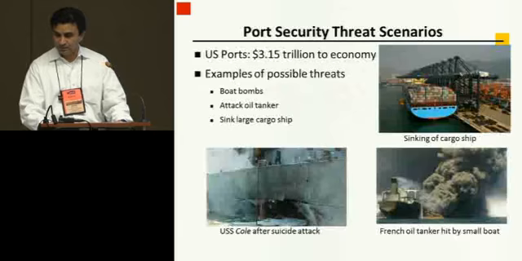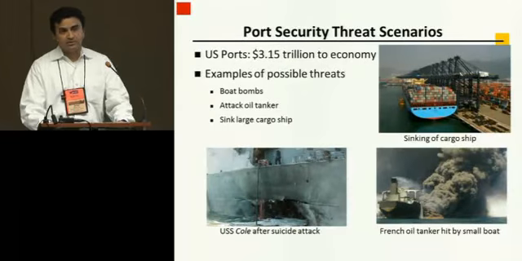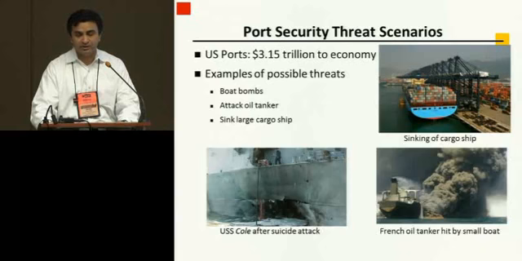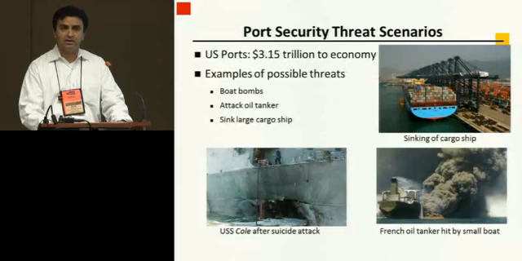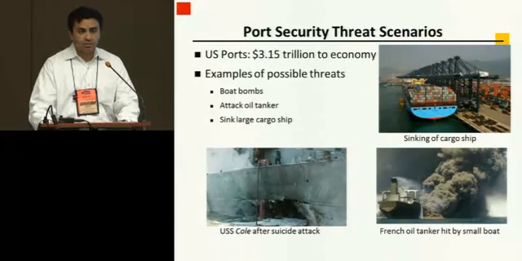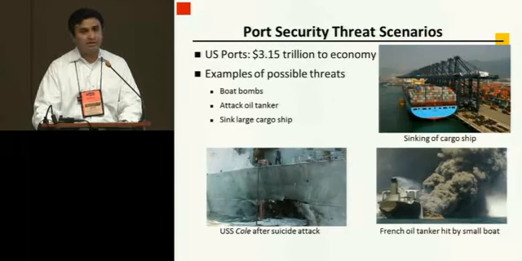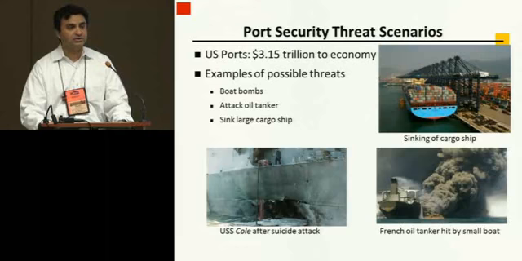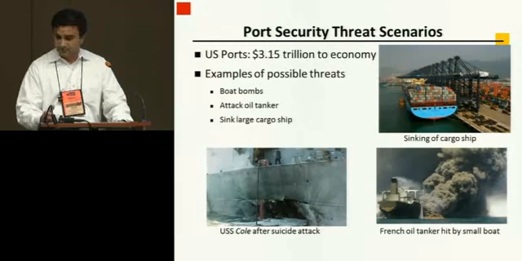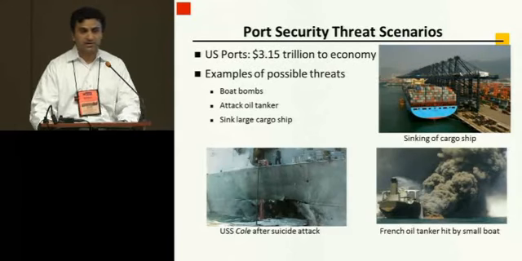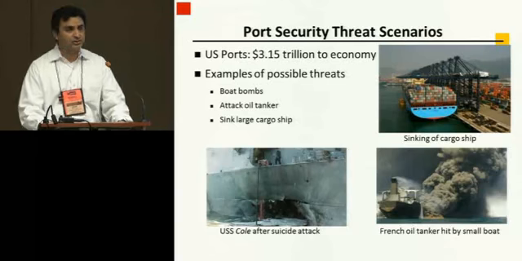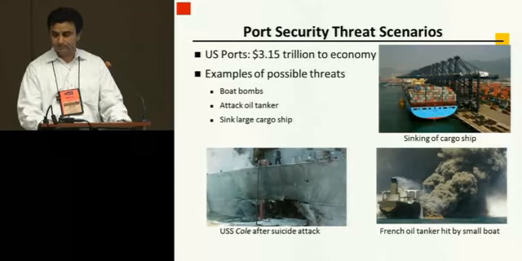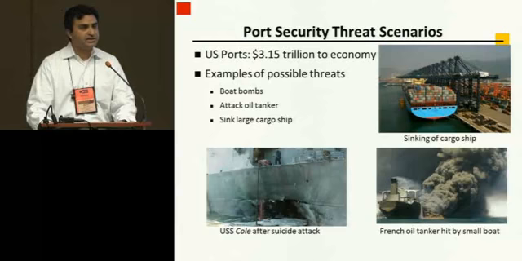So the ports of the United States are responsible for $3.15 trillion of the U.S. economy. But there are threats to the port. For example, a boat bomb, as shown here with the USS Cole, sinking of large cargo ships, attack on oil tankers, and other threats to the critical infrastructure in ports. The U.S. Coast Guard is ultimately responsible for protecting these ports.